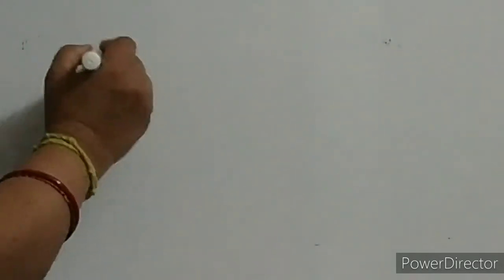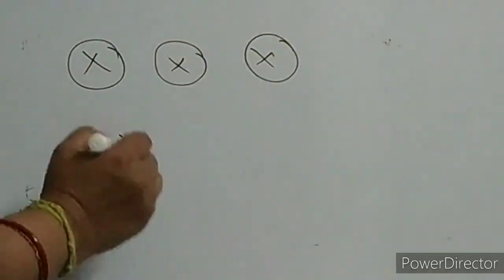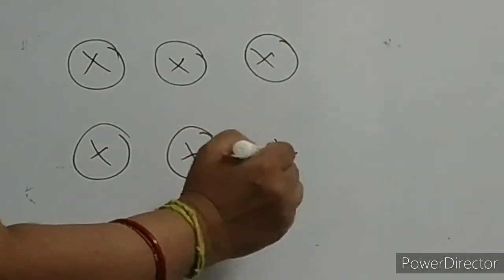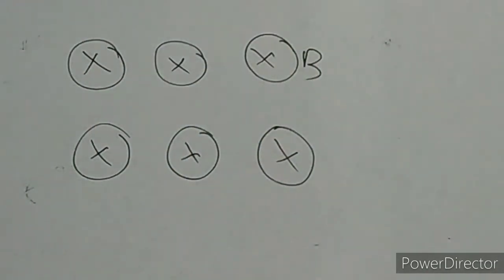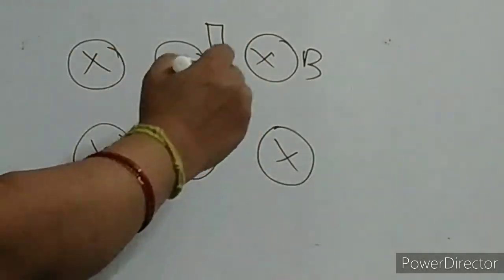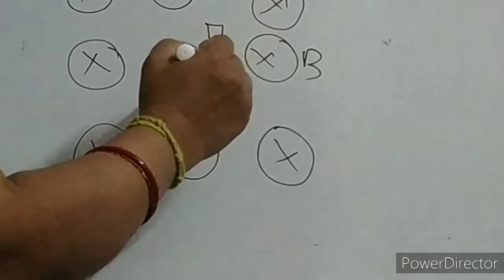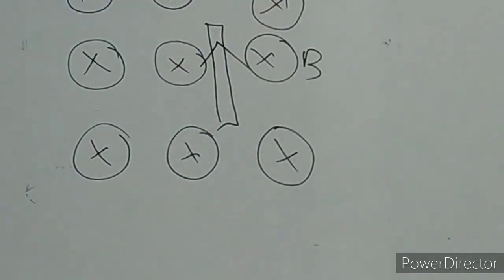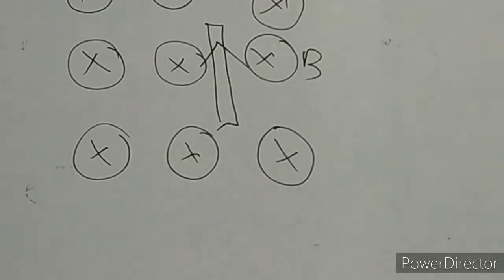As you know, a cross mark means the magnetic field is inside. Already I have told you this thing. So this is your uniform magnetic field. Now the current is placed like this, flowing like this in the conductor. Tell me the direction of the force. Find out the direction of the force.